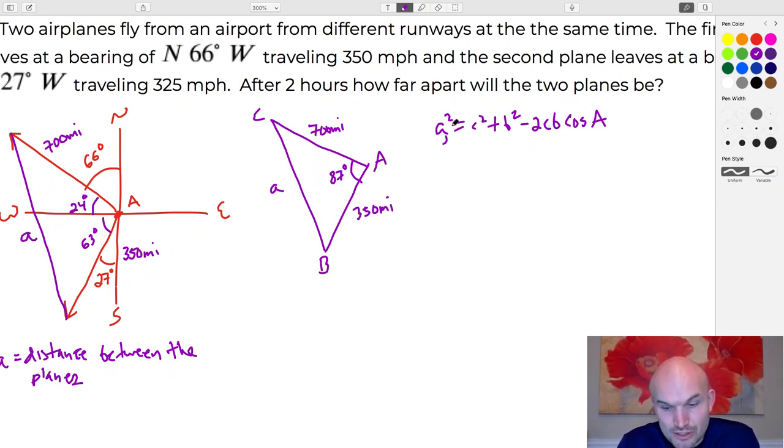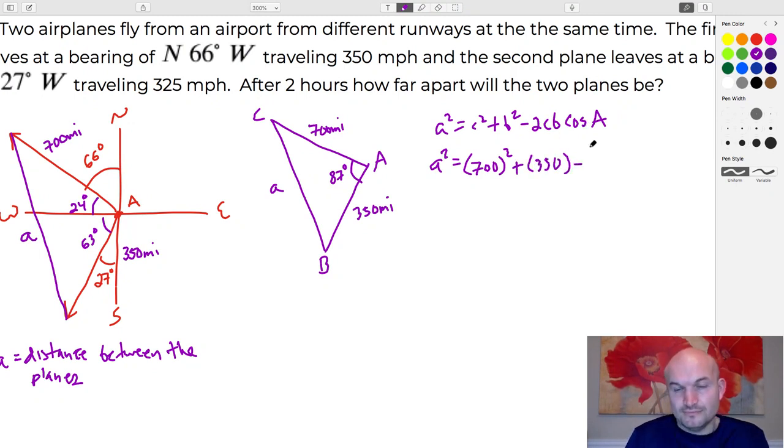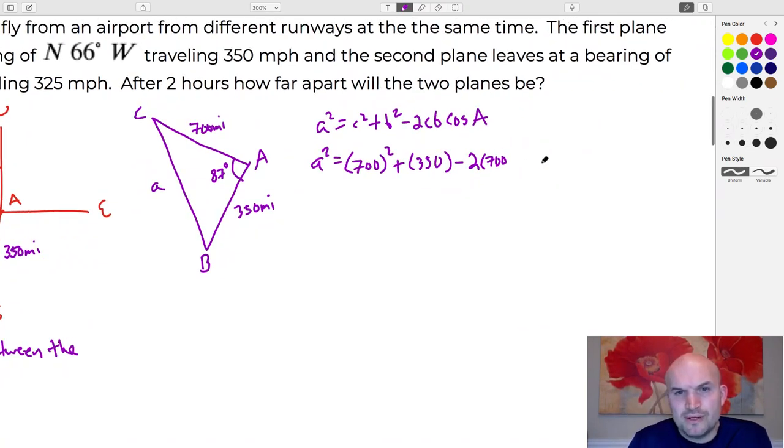So remember, guys, these are the lowercase c and b, so these are the side lengths. Now let's plug them in. So A squared equals 700. Now I'm not going to include the units just to save some writing. 350, minus 2 times 700. Oh, please tell me I have more room. Okay, 700 times 350 times the cosine of 87.